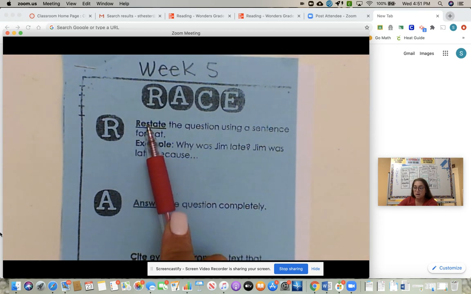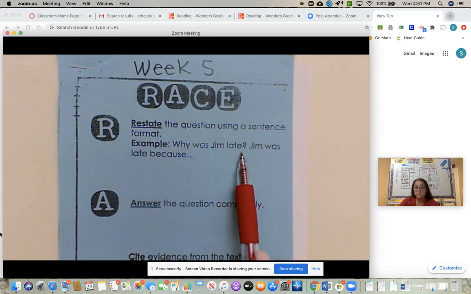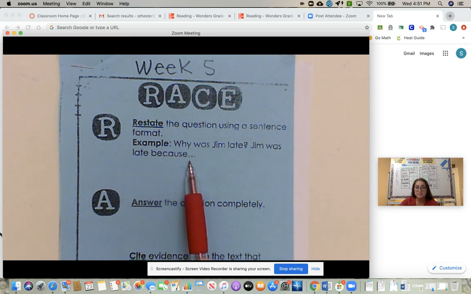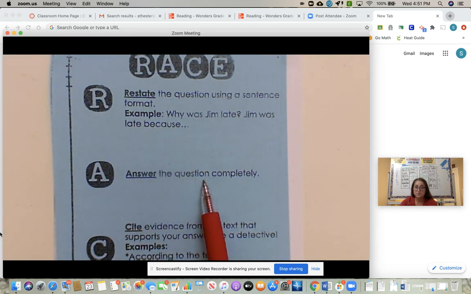So a reminder, our R is restating the question. Why was Jim late? Jim was late because. That is restating. Then you actually have to answer. So you're filling in the rest of the sentence. A for answer. Answer the question completely. That's why we always dissect our directions and make sure that we're answering every part of the question. When I say dissect, remember that's where we circle a command. If it says write, and we put number 1 on top. Or if it says read, we circle the command.